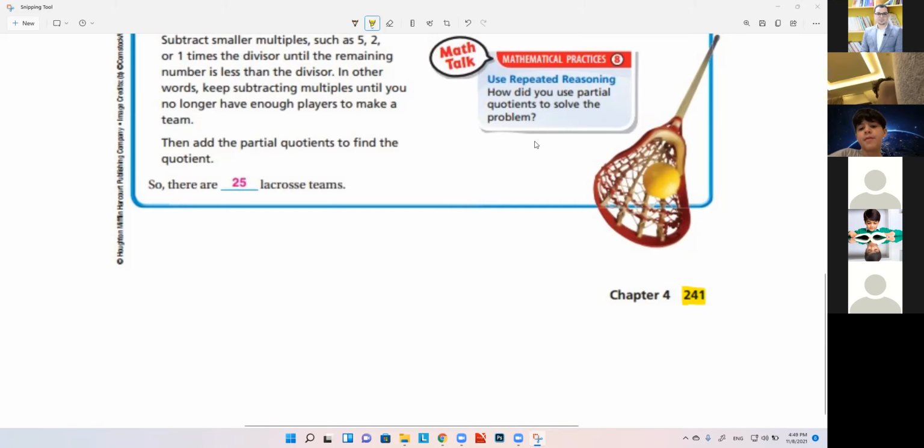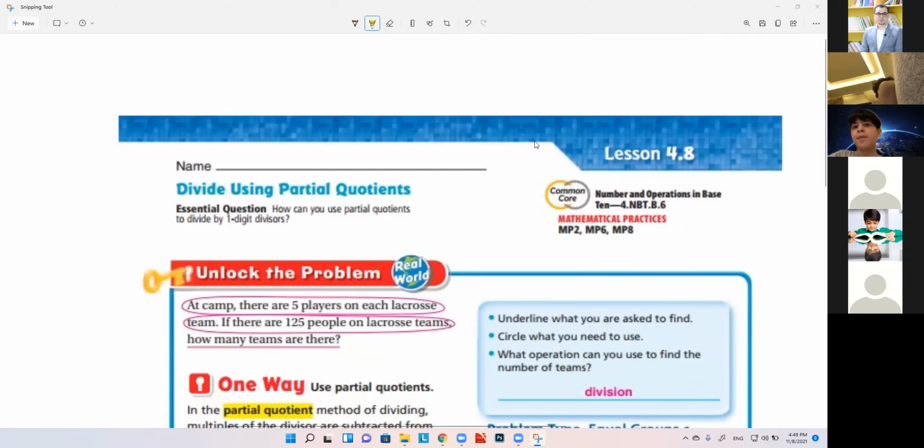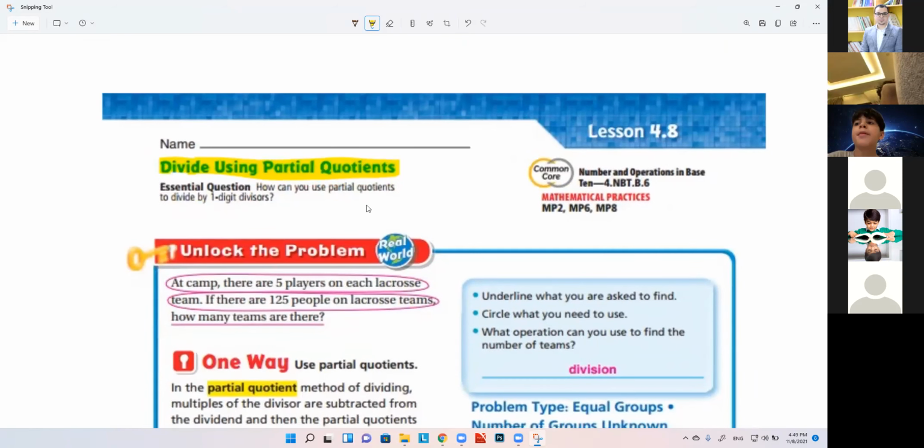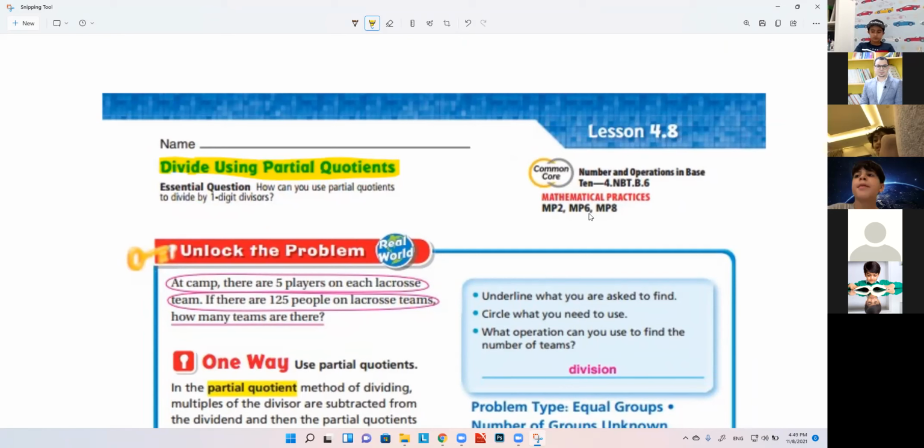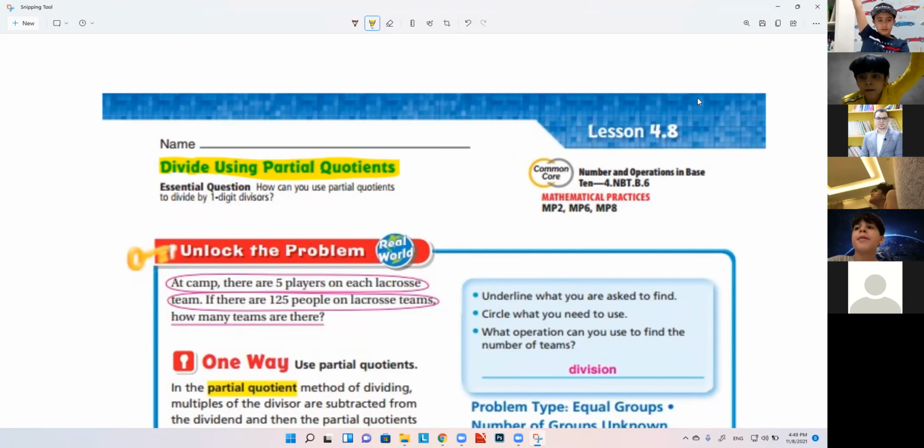Okay, so let's start. Now we're gonna divide using partial quotients. So let's unlock the problem. Who can help here to read? Who can read, guys? I need someone to read this problem. Only Anwar? Only Anwar in the entire class?